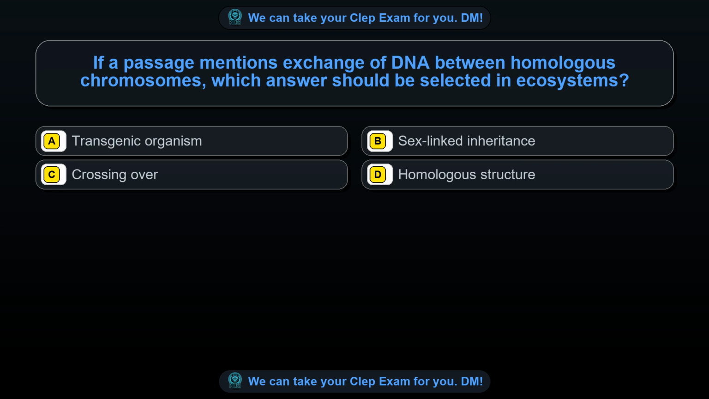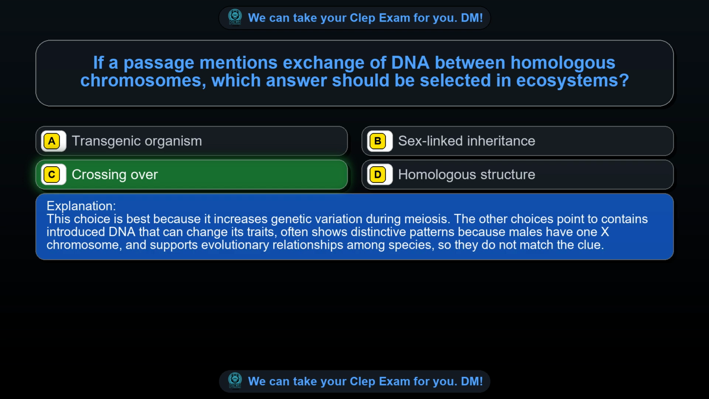Question 31. If a passage mentions exchange of DNA between homologous chromosomes, which answer should be selected in ecosystems? Option A, transgenic organism. Option B, sex-linked inheritance. Option C, crossing over. Option D, homologous structure. The correct answer is option C, crossing over. This choice is best because it increases genetic variation during meiosis.